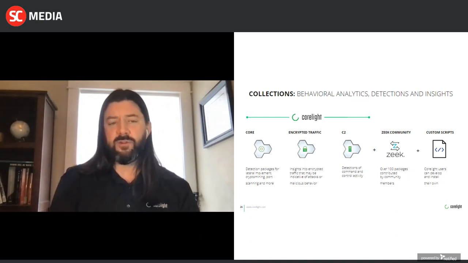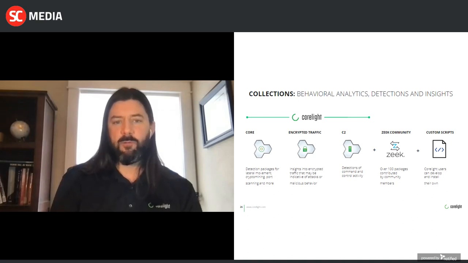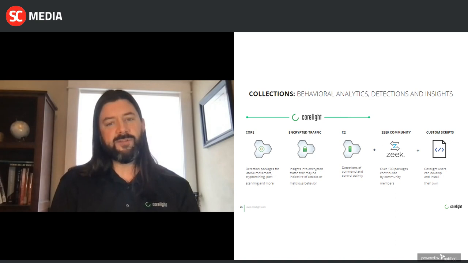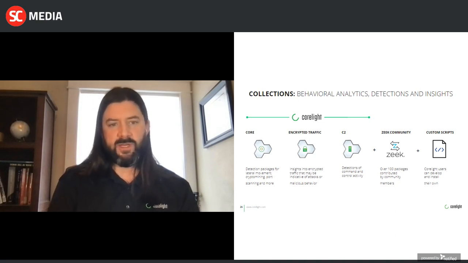More recently, we've introduced the C2 collection, really useful for finding command and control activity. It gives you over 50 unique detection insights, and it has all been battle tested by some of the world's most sophisticated organizations. So you get visibility into known C2 toolkits and other indications of novel attacks.